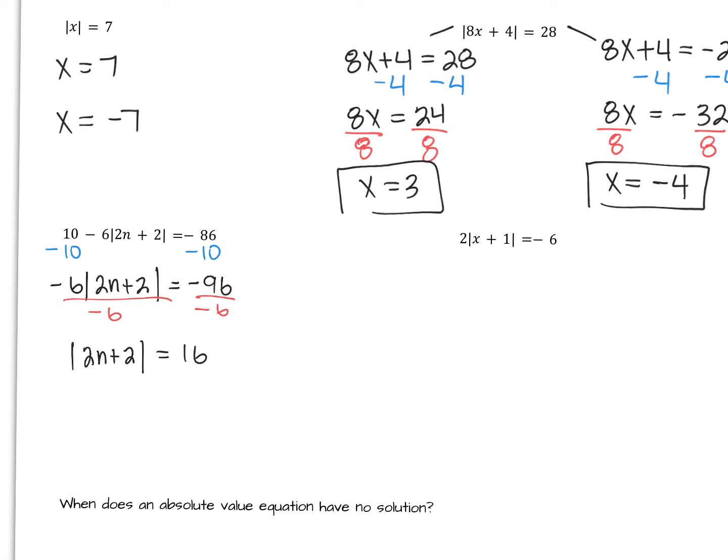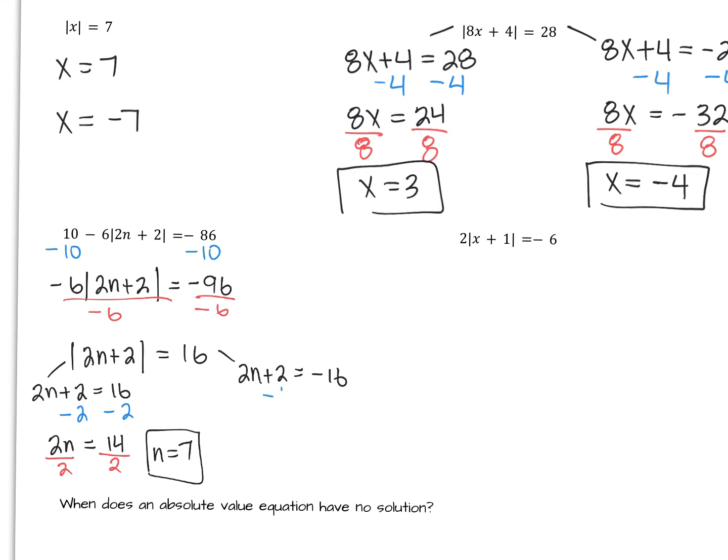Now I can set up my 2 equations. 2n + 2 = 16, and 2n + 2 = -16. So I'm going to solve. I'm going to subtract 2 from both sides. I'm going to get 2n = 14. Divide by 2, and I get n = 7.